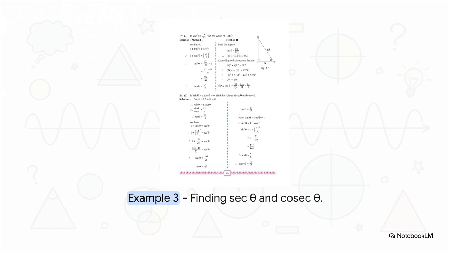Let's level up a bit. Look at example 3. It's a bit more challenging. It gives us an equation: 5 sine theta minus 12 cosine theta equals 0. Now don't panic. Here, we just must perform a simple algebraic rearrangement first. By moving terms around and dividing, we quickly find that tangent theta equals 12 upon 5.